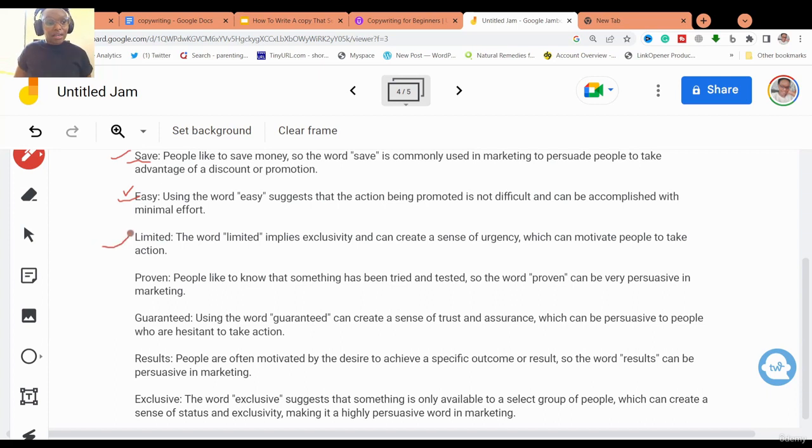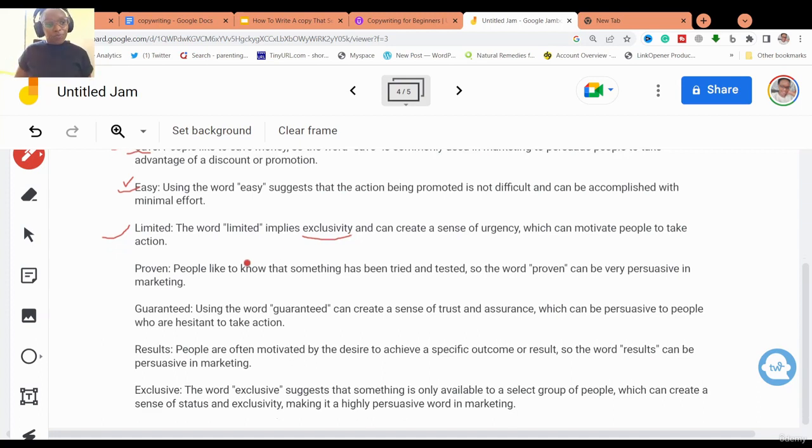And then another word is limited. The word limited implies exclusivity and can create a sense of urgency, which can motivate people to take action. You can maybe tell me that you are only taking in 30 people on this investment journey, and if I really want it, I will work very hard to make sure that I'm among those 30 people. Another word that you can use in your copies is the word proven. People like to know that something has been tried and tested. So the word proven can be very persuasive in marketing. So ensure that you use this word.